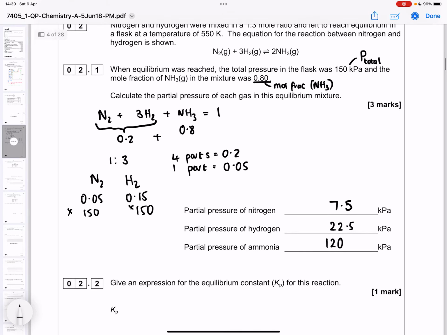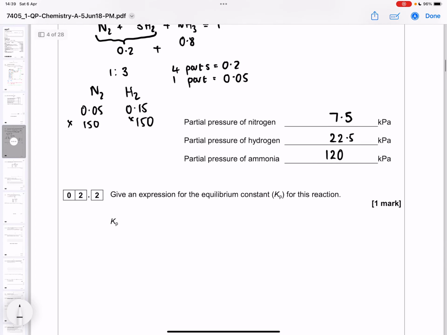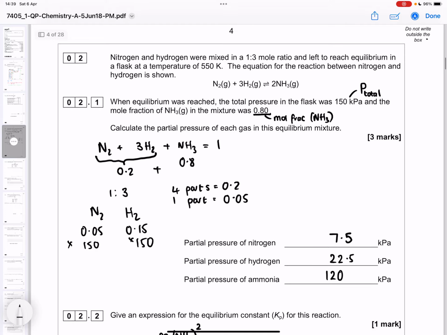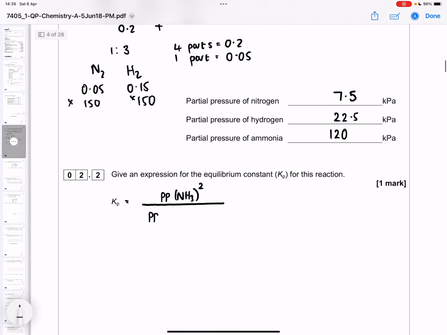Now it asks us to give an expression for the equilibrium constant. Remember that an equilibrium constant is a fraction and it's the partial pressures of the products. So we've got the partial pressure of ammonia, and we've got 2 moles of ammonia, so squared, over the partial pressure of nitrogen, we've only got 1 nitrogen, times by the partial pressure of hydrogen, and hydrogen's cubed. And the one thing that the examiner will be looking for here is that you do not at any point use a squared bracket which represents concentration. The second they see a squared bracket, you will not score the mark for a Kp expression.